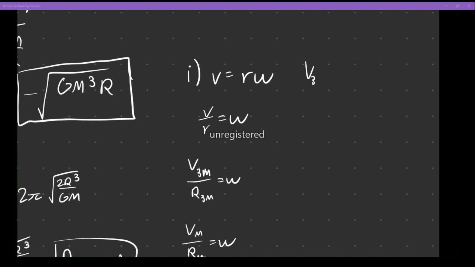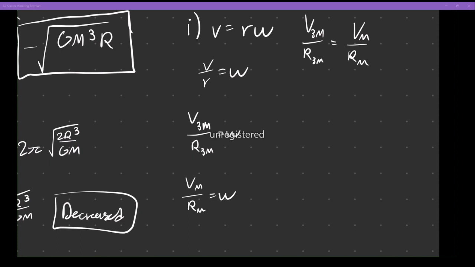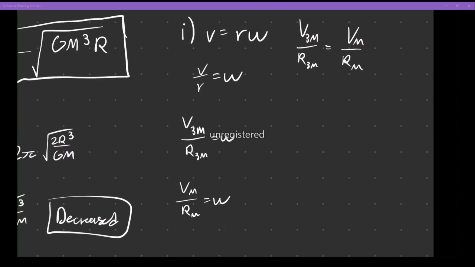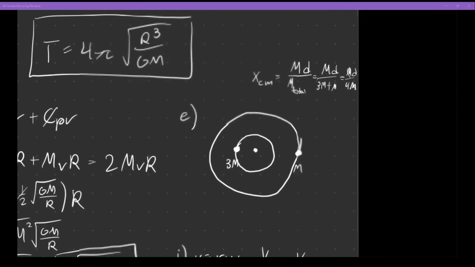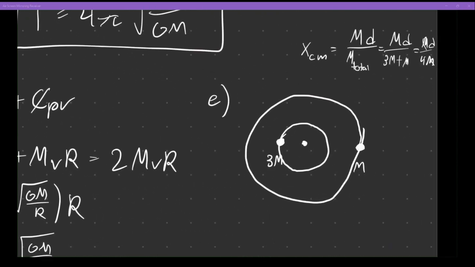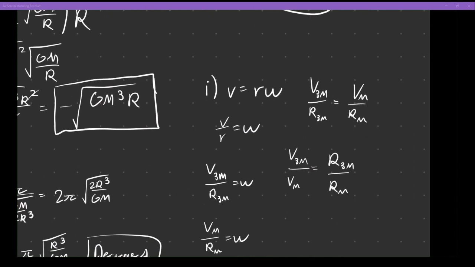So V3m for R3m equals Vm over Rm. And so if I want to find the ratio, I divide. So V3m over Vm is equal to R3m over Rm. But then from the earlier part, we found that the XCM, or the radius in this case, of the 3m was d over 4.